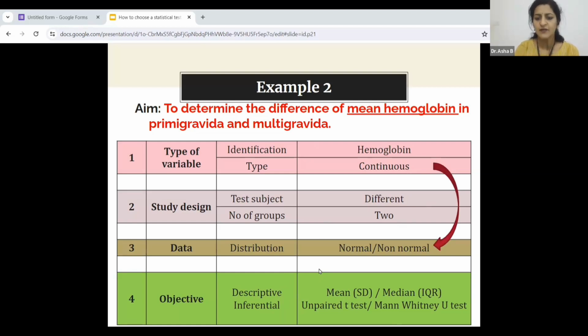statistics. If the data follows normal distribution, then the data should be presented in terms of mean and standard deviation and should be analyzed using the unpaired t-test. If the data follows non-normal distribution, then it has to be expressed in terms of median and interquartile range and should be analyzed using a non-parametric test, that is the Mann-Whitney U test.